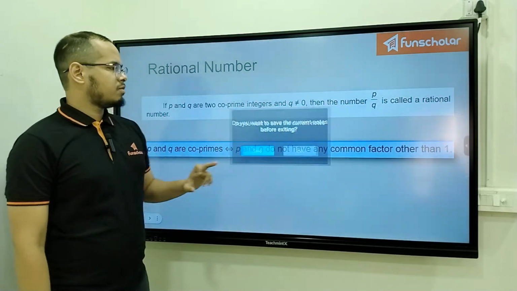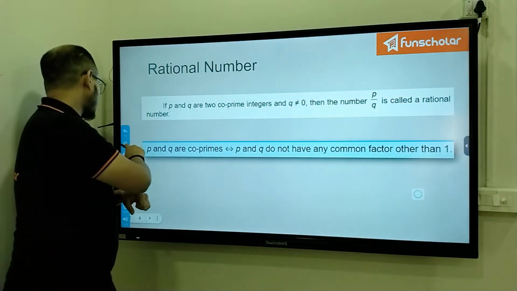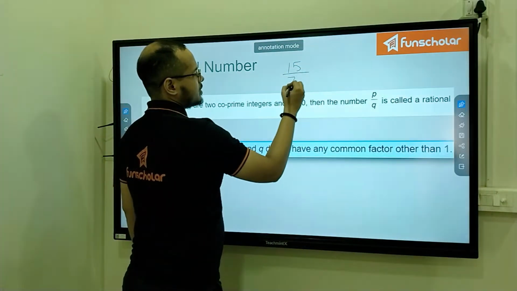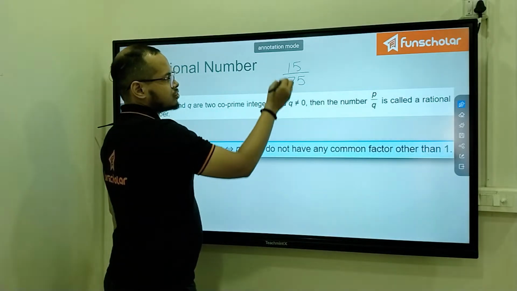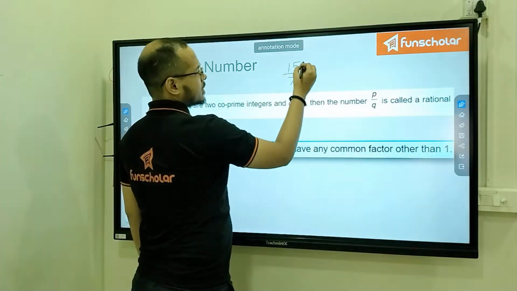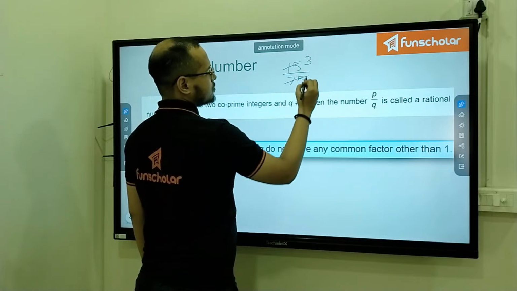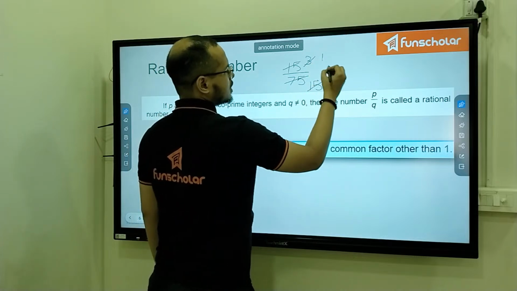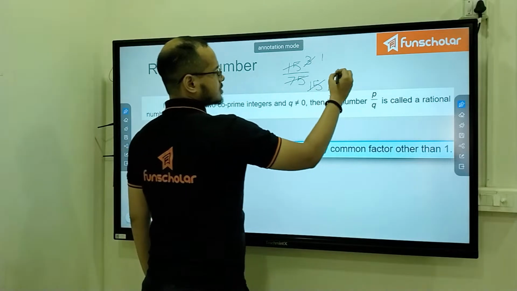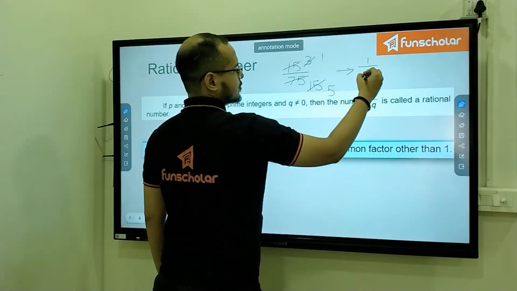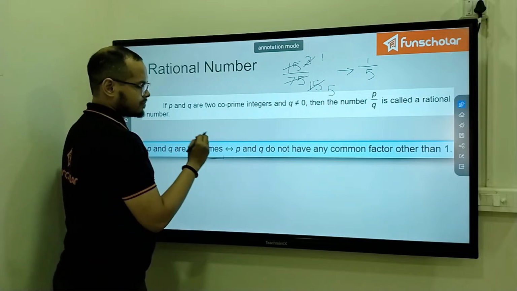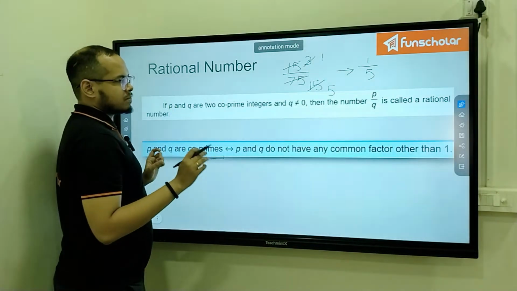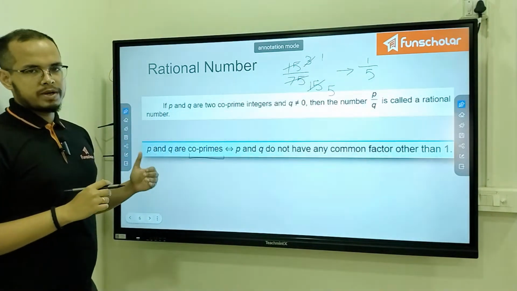Another thing before starting off: if I give you an example of 15 by 75, these two numbers are not coprime. Why? Because we can divide 15 by 5 and we get 3, and 75 by 5 we get 15. Now 3 and 15... we always have to write this in the simplest format. We have to write the fraction in its simplest form such that we cannot divide the numerator and denominator again and again.